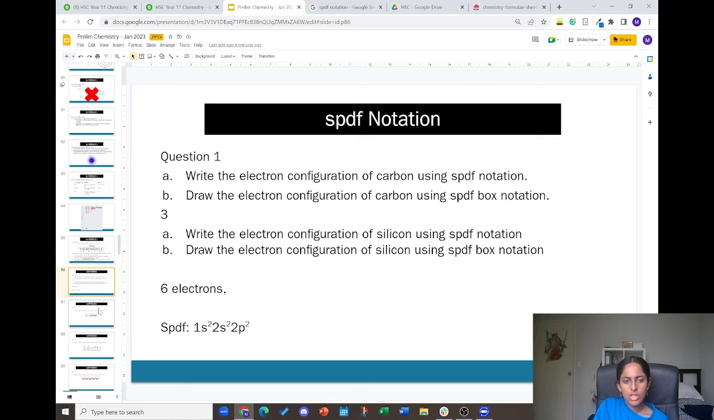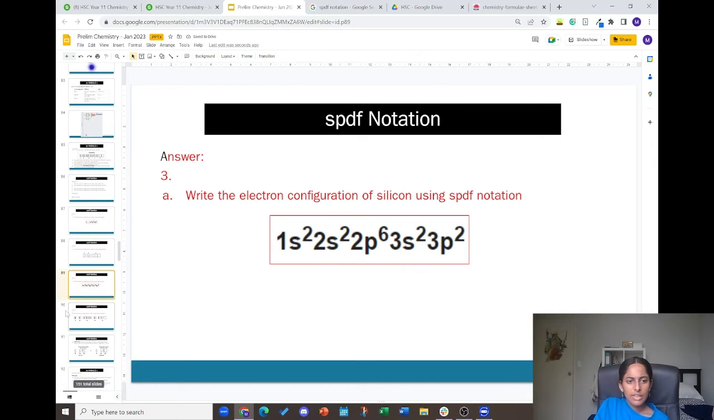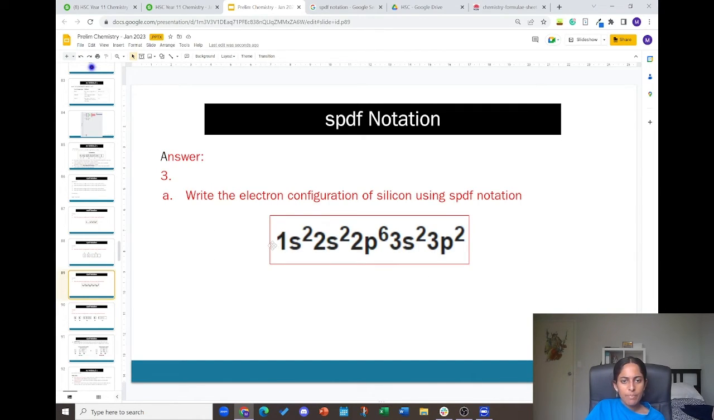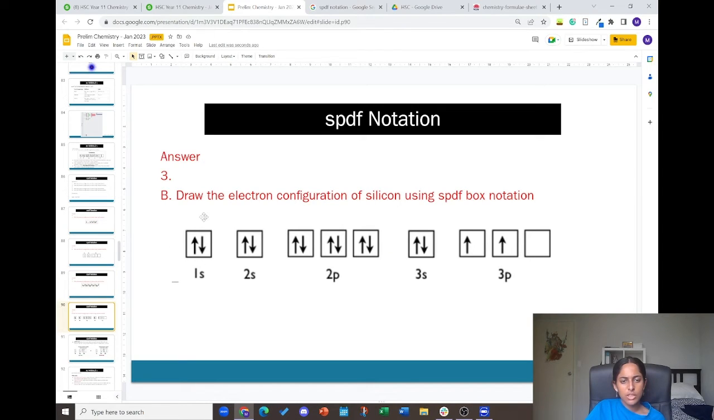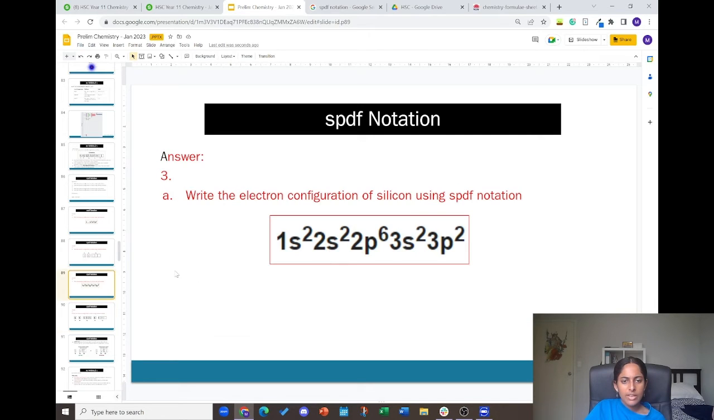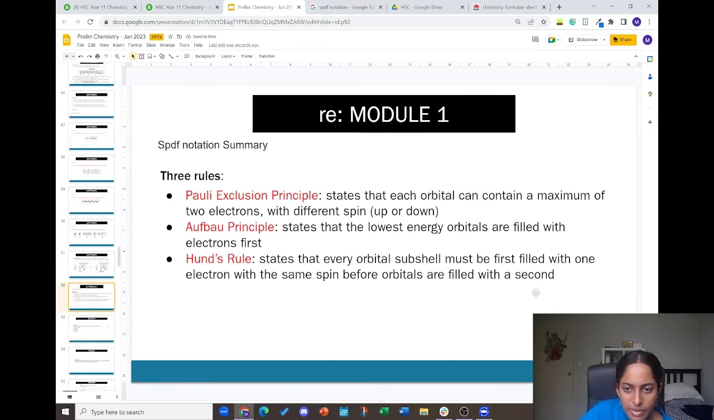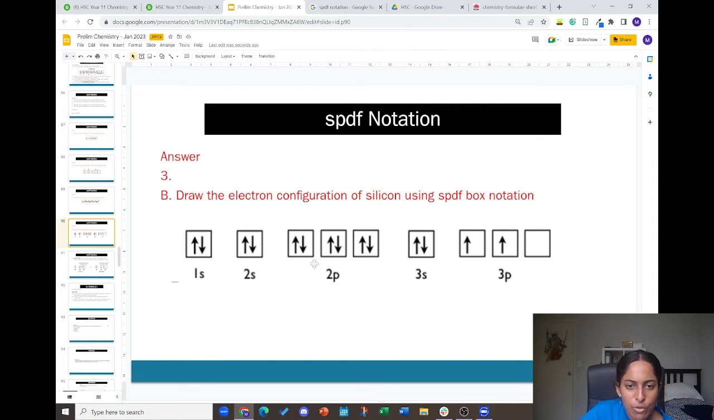I'll explain a bit once I do the box notation. So this is the notation, right? If we look at the box notation, remember the s subshell has 1 orbital, the p subshell has 3 orbitals. 1s squared is filled up, so it's just one up, one down. And then 2s squared, also filled up, so it's just one up and one down. 2p6 is all filled up. The way you fill it up is you put one arrow going up in each of these boxes. According to Hund's rule, which I've referred to over here, you need to fill it up. So therefore, you've done 3 up, and then you do 3 down just to fill it up because you can.